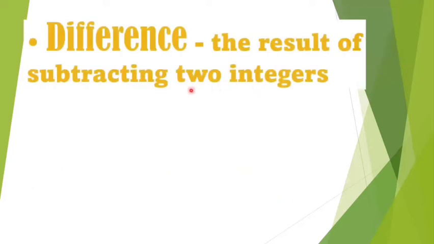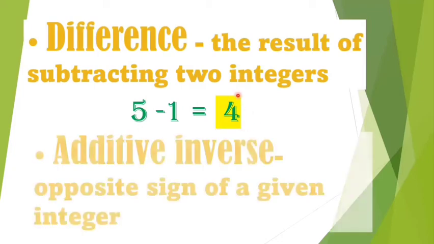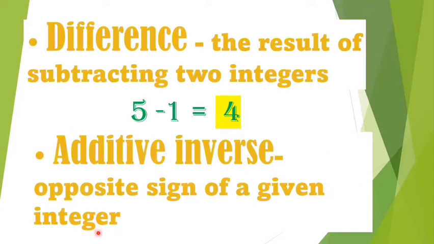And we have the difference. Difference is the result of subtracting two integers. So if we have 5 minus 1, then 4 as the answer is what we call as the difference. And this is very important. Additive inverse is the opposite sign of a given integer. So as we go on with our lesson, malalaman nyo kung ano yung additive inverse at bakit siya masyado importante sa pag-solve or pag-subtract ng integers.